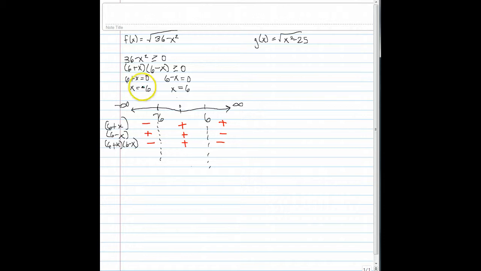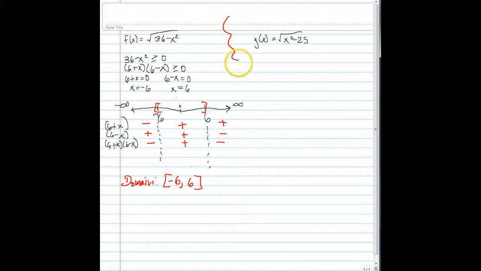Remember, we're looking for when the expression 6 plus x times 6 minus x is greater than or equal to 0, or basically when it's positive. So that is this interval from negative 6 to 6. Now we use the brackets because we're including them with this equals to. If the equals to wasn't there, we'd use parentheses. So the domain of f of x would be from negative 6 to positive 6, including both 6 and negative 6.